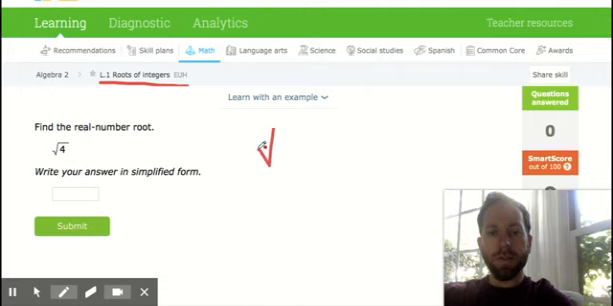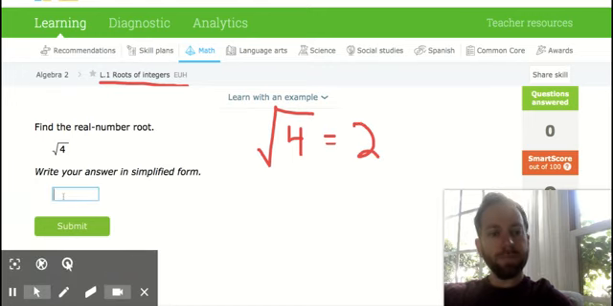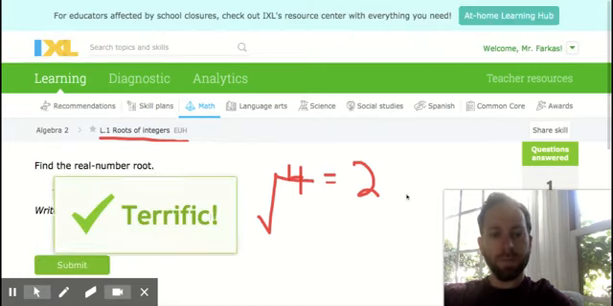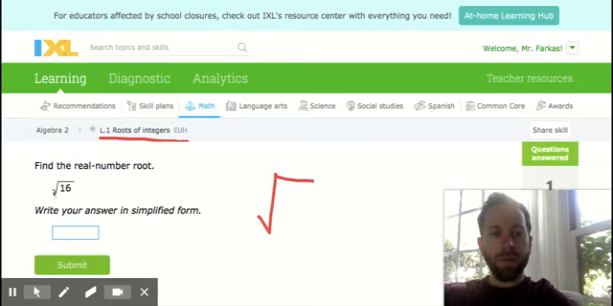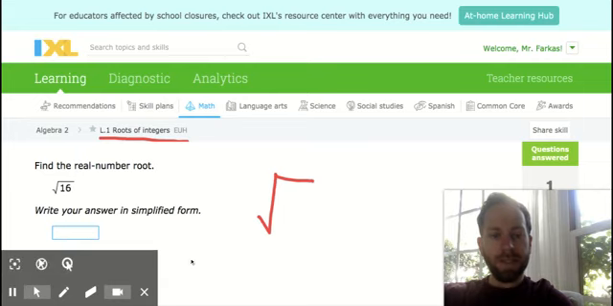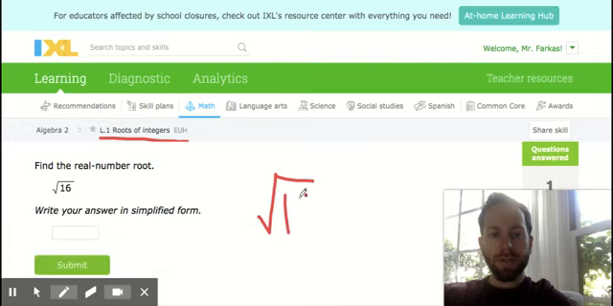So when you want to find the square root of 4, remember, you're asking yourself, what times itself equals 4? So the answer is 2. 2 times 2 equals 4. All right, what's the square root of 16? What times itself equals 16? That's right, 4 times 4 is 16.